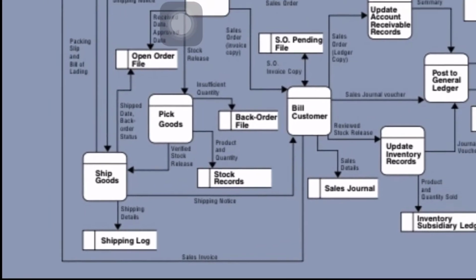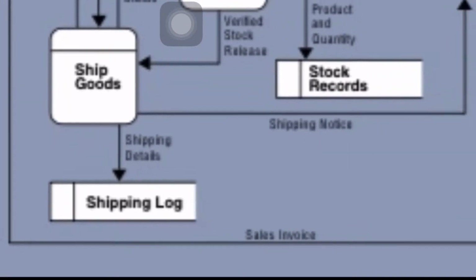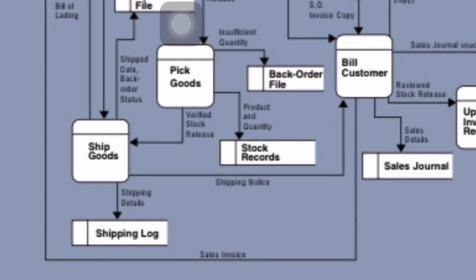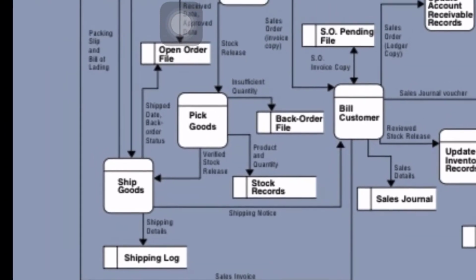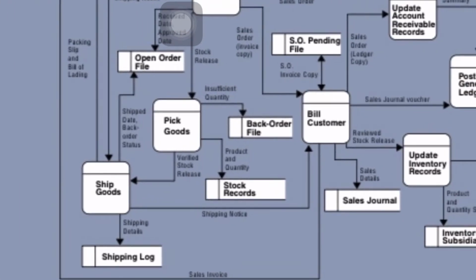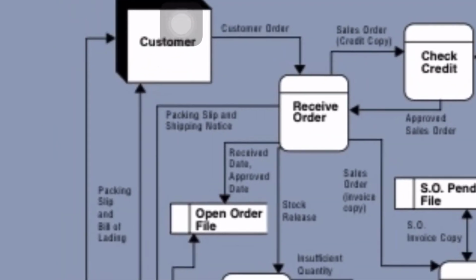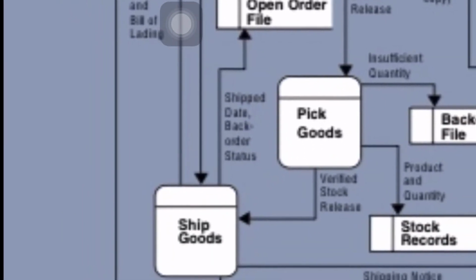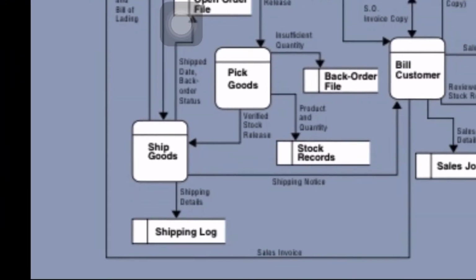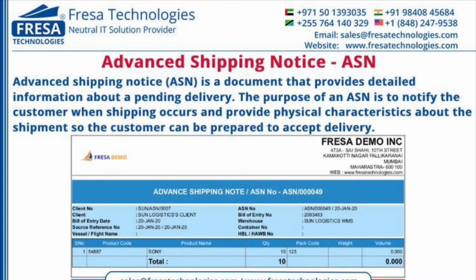Upon receiving the goods from the warehouse, the shipping clerk reconciles the physical items with the stock release, the packing slip, and the shipping notice to verify that the order is correct. The shipping clerk packages the goods, attaches the packing slip, completes the shipping notice, and prepares the bill of lading.